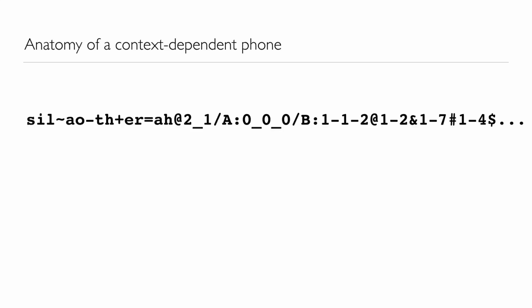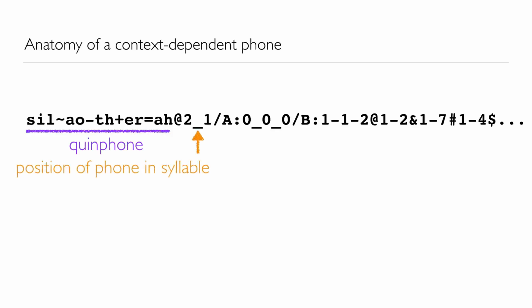Here I will explain what exactly these features are and how we are going to extract them from the HTS format. The first one is the quinphone identity, where we have the current phone, the previous two phones, and the next two phones. Then follows the position of the phone in the syllable: the first one is a forward position and the next one is a backward position.